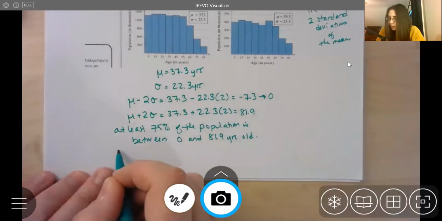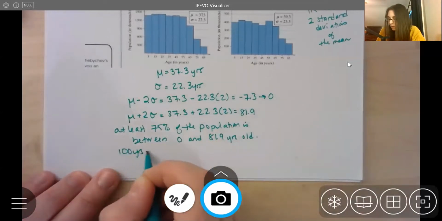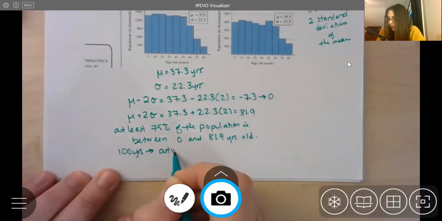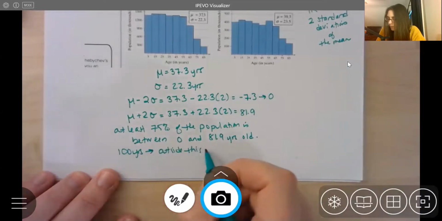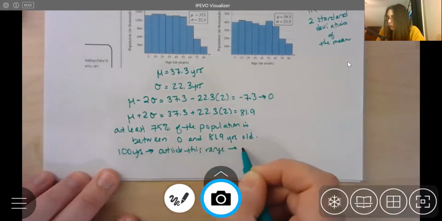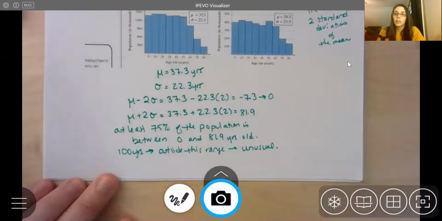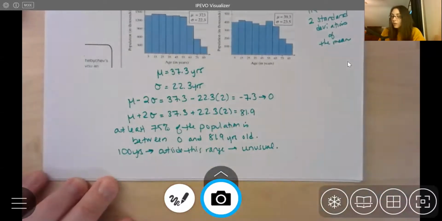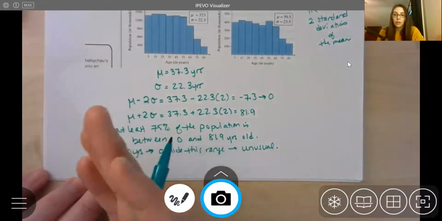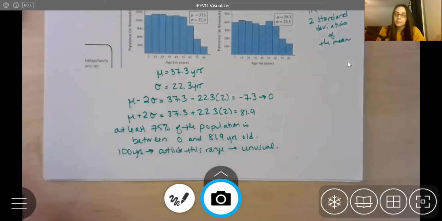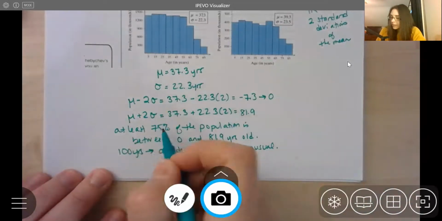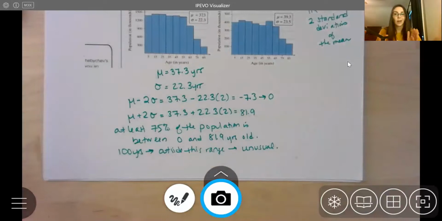So someone who is 100 years old is outside this range. And so this would be unusual. Okay? Because it's beyond the 2 standard deviations. If it was beyond 3 standard deviations, it would be considered very unusual. But again, typically those 2 standard deviations tend to be our cutoffs for what is usual versus unusual.